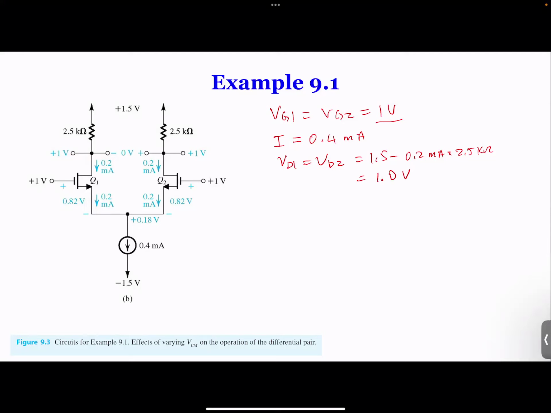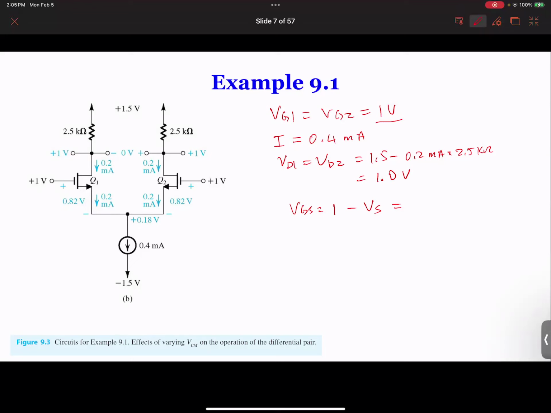The only difference now is that VGS is different. VGS now is 1 minus VS, because the current didn't change. From the previous slide we know that, let me actually do one step further instead. Because ID didn't change, ID equals 1/2 K W/L (VGS minus VT) squared. Therefore VGS does not change. It's still 0.82 volts.